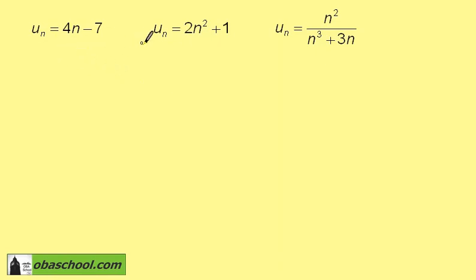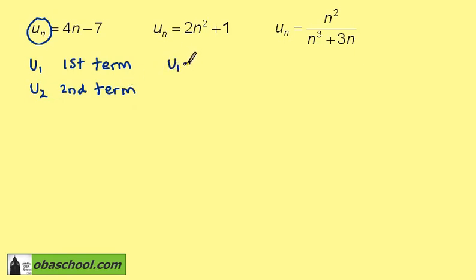Here we have three nth term formulas. We denote the nth term by un. It follows that u1 denotes the first term and u2 denotes the second term, and so on. To calculate u1 here, we need to substitute in n equals 1.